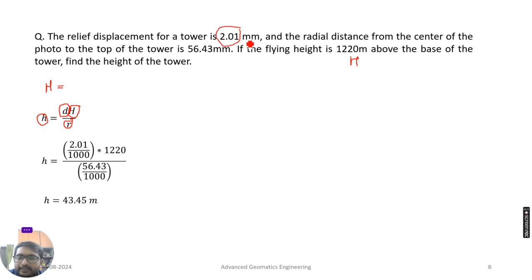Then just convert that into meters. The height of the aircraft from the base of the tower is given as 1220 meters. And the radial distance from the center of the photo, between the principal point and the top of the tower, is given as 56.43 mm, which is also in mm. We will convert that into meters, put everything in meters, and find the height of the tower, which is 43.45 meters. So any doubt in this question?